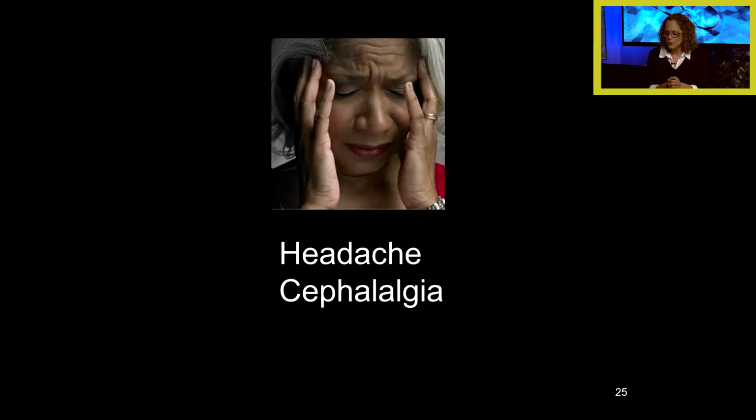The other thing that you might hear people complain of is the worst headache of their life, cephalgia. They might say, I have the worst headache I have ever had in my entire life. This can be a warning sign that someone is having a stroke.